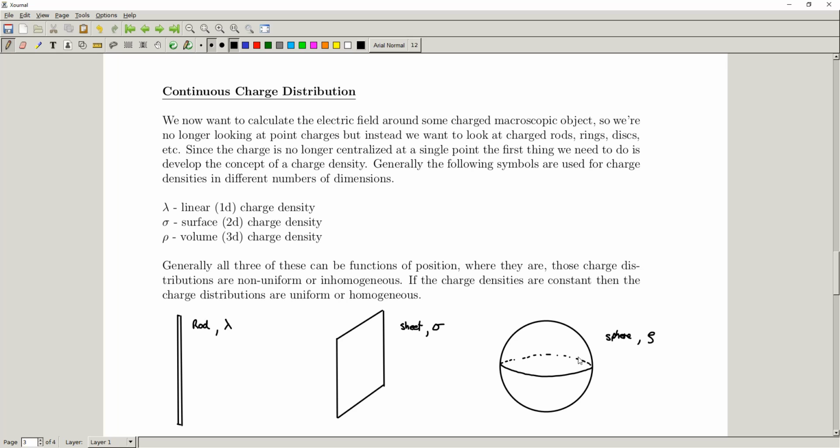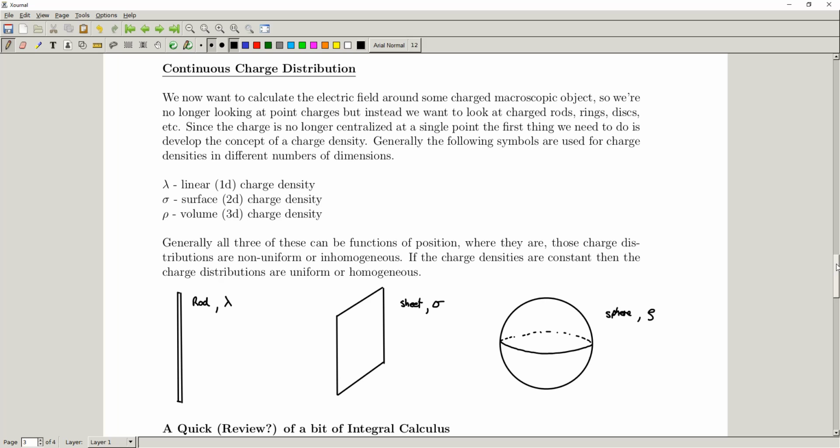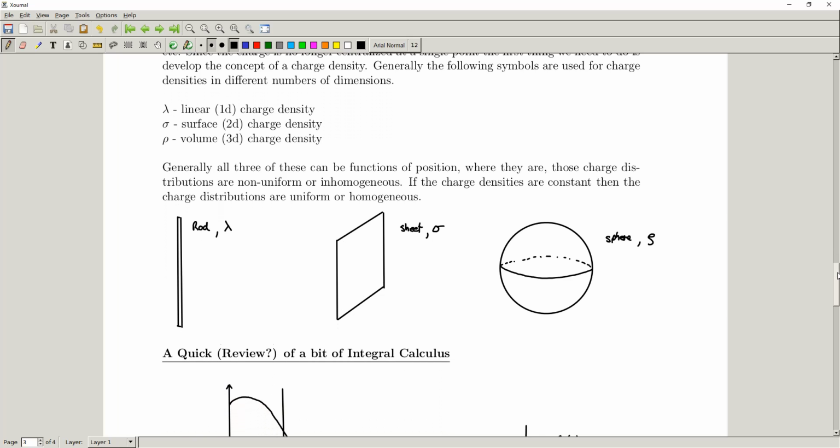right? But we're going to start off by dealing with uniform charge distributions, which are homogeneous, and so they're going to have, depending on which one we're doing, either linear charge densities, which are constant, or surface charge densities, which are constant, or volume charge densities, which are constant, and then we may amp it up as we move forward, right? So that's one tool that we're going to need when we move on to looking at these continuous charge distributions.